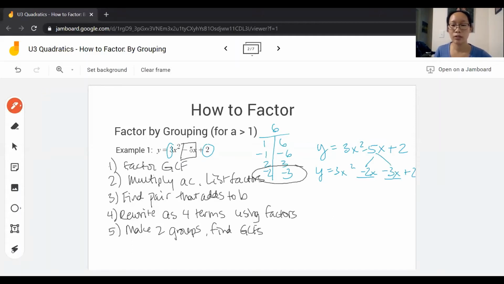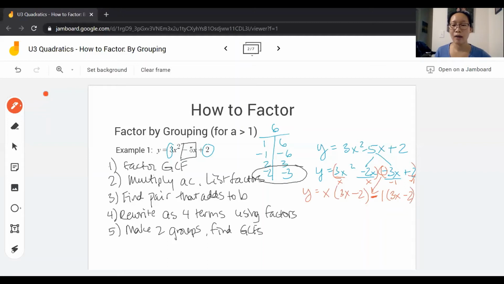From there, I can make 2 groups, and then I will want to find the GCF of each group. So in my first group, my greatest common factor is an x. To find out what's remaining, I'm going to divide all my terms by x. 3x squared divided by x is 3x, negative 2x divided by x is minus 2. In my second group, I see a minus here, so I'm going to drop that down. And then my greatest common factor is 1, because 3 and 2 don't have common factors. I'm going to divide by negative 1 to find what's left inside. So negative 3x divided by negative 1 is positive 3x. A positive 2 divided by negative 1 is minus 2.